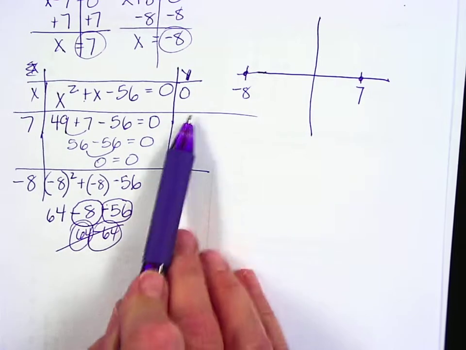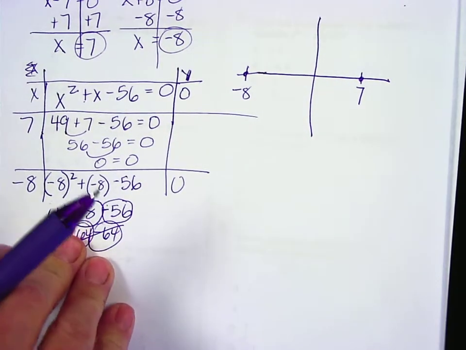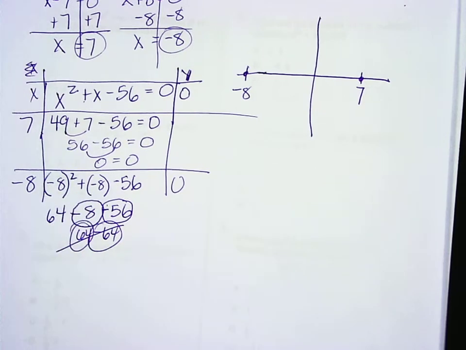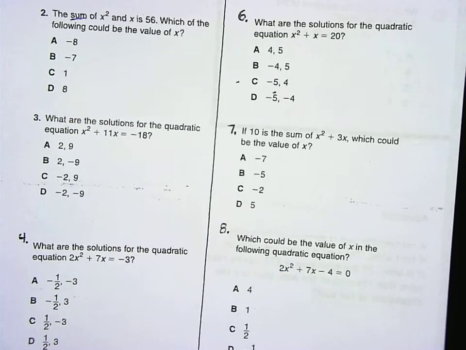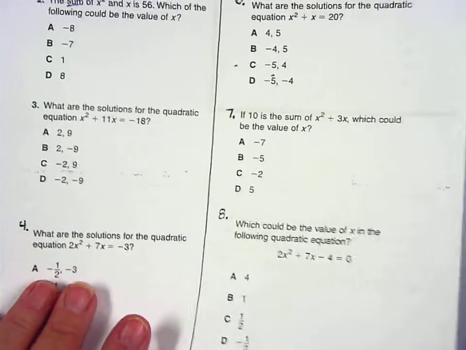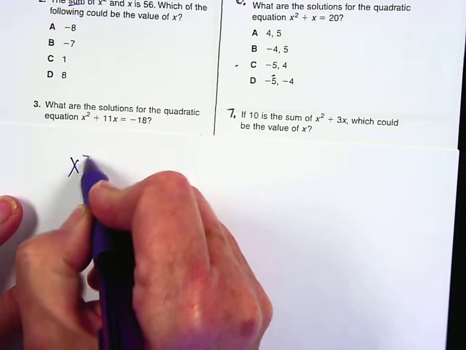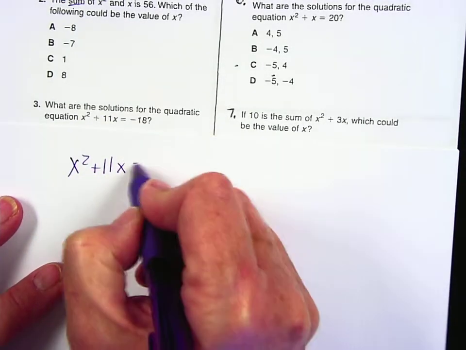Both made y equal to 0, so I know they really are the x-intercepts, or the solutions. That's number 2. Let's look at number 3. What are the solutions for the quadratic equation x squared plus 11x equals negative 18? Well, we've got to put it in standard form.